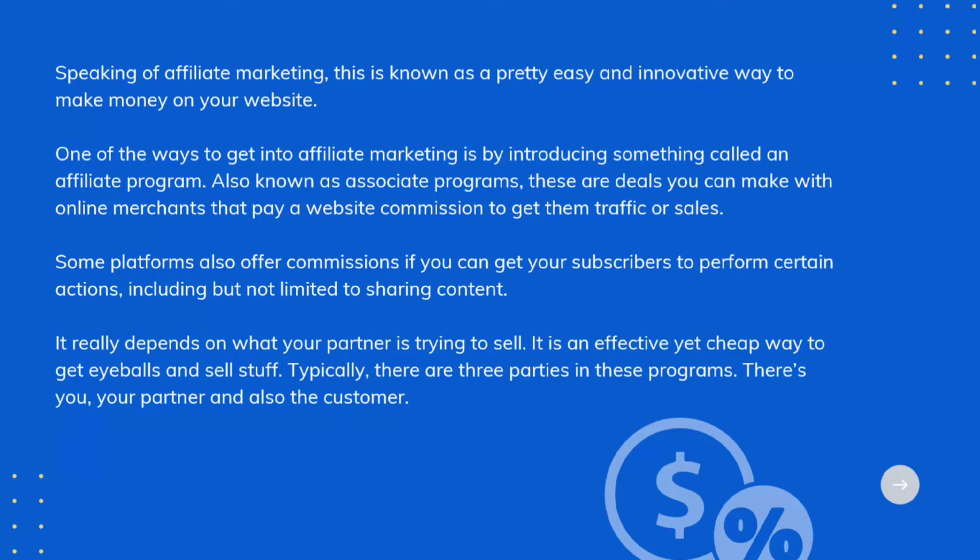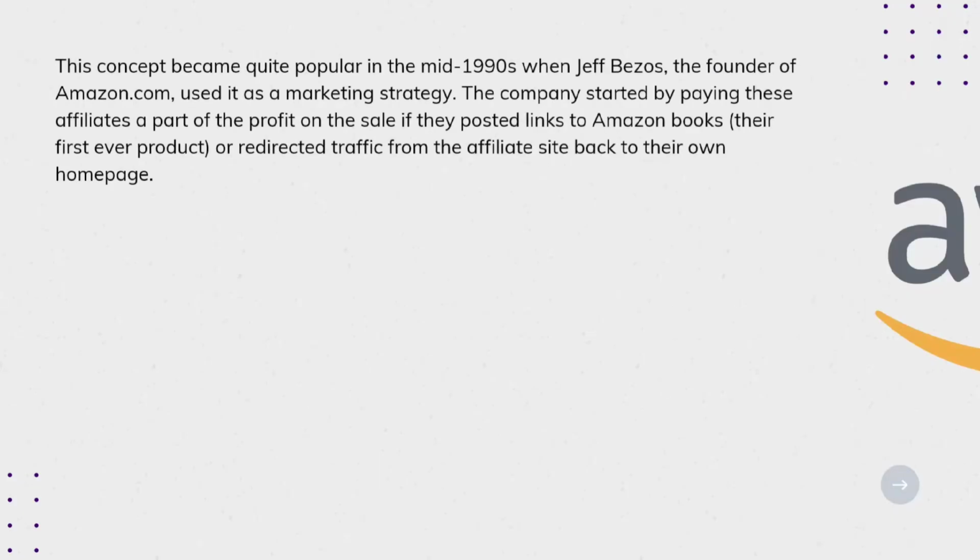Typically, there are 3 parties in these programs. There's you, your partner, and also the customer. This concept became quite popular in the mid-1990s when Jeff Bezos, the founder of Amazon.com, used it as a marketing strategy. The company started by paying these affiliates a part of the profit on the sale if they posted links to Amazon Books, their first ever product, or redirected traffic from the affiliate site back to their own homepage.